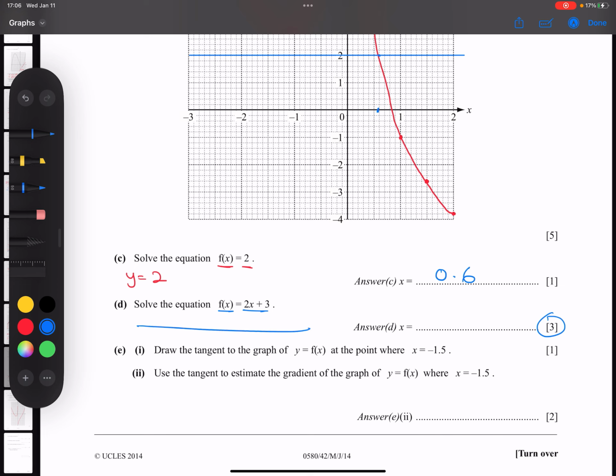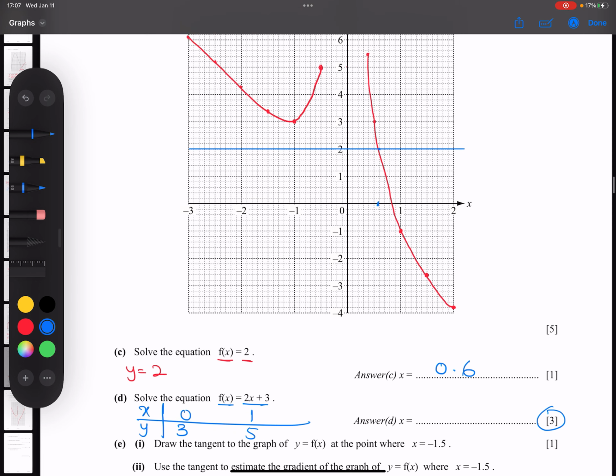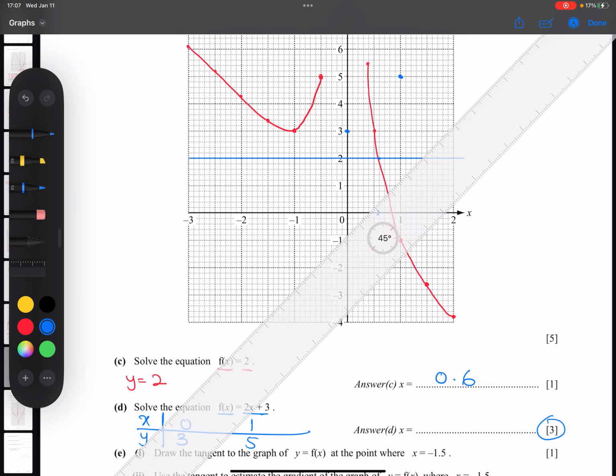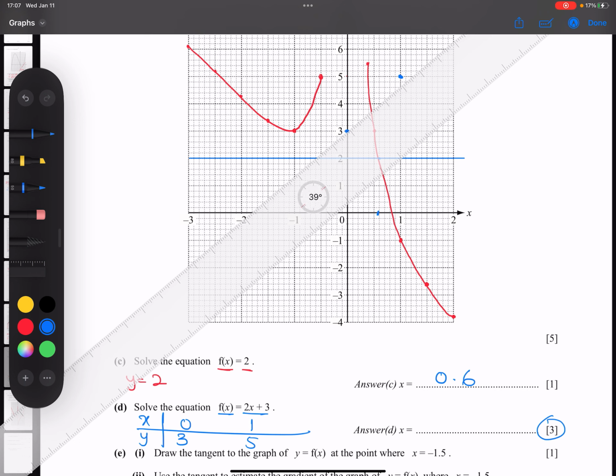Again, every time you want to draw the line, you have to make an x and a y. Choose suitable x values. So I'm going to choose 0 and 1, the easiest values. When x is 0, y is 3, when x is 1, y is 5. So 0 goes with 3, and 1 goes with 5, which is over here. Then you're going to take your ruler and join these points together.